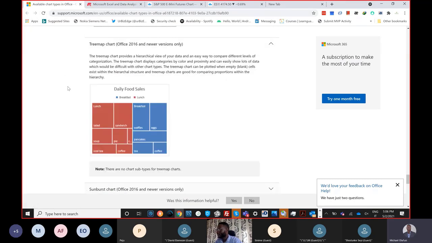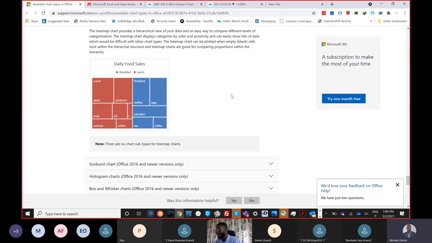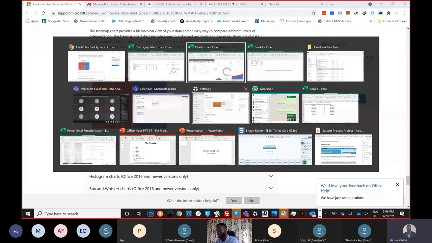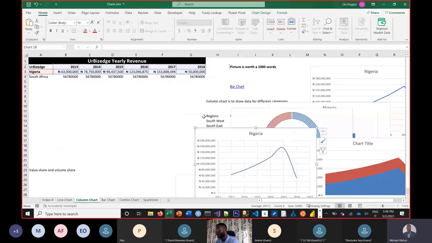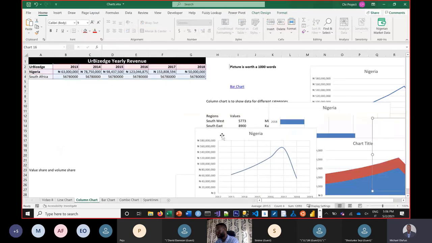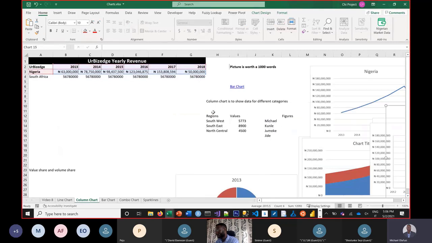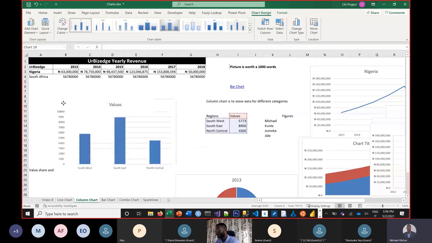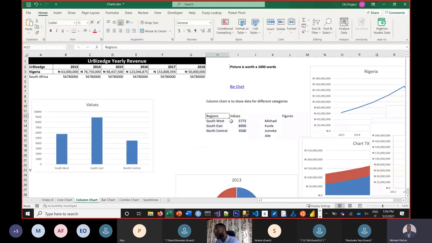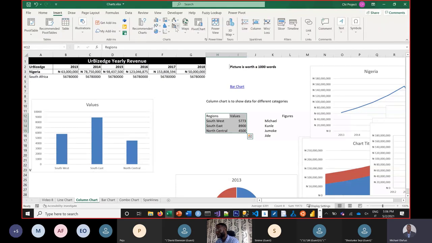Treemap. You can see the Treemap, right? I like to compare it with the column charts. Let me drag all this one. So, column chart. I draw a column chart. This is a column chart. I draw a Treemap. A Treemap.